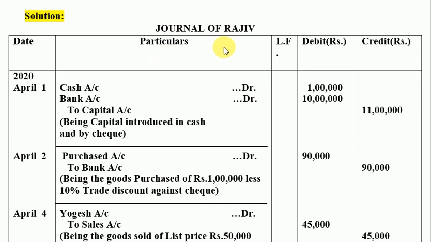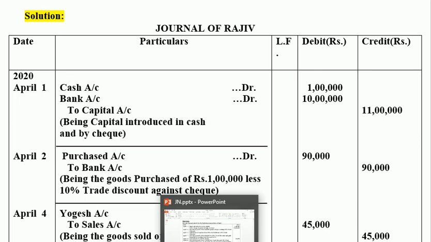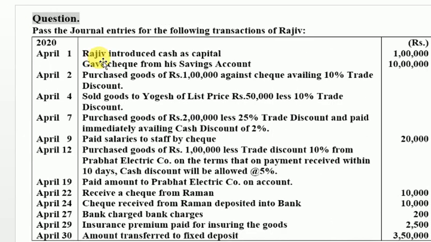Here is the journal of Rajiv. You know very well the format: date, particulars, LF, debit and credit. On April 1, we know very well the transaction is Rajiv introduced cash as capital worth rupees 1 lakh and gave a check from his savings account, that means his personal bank account, he has given 10 lakhs to the business.